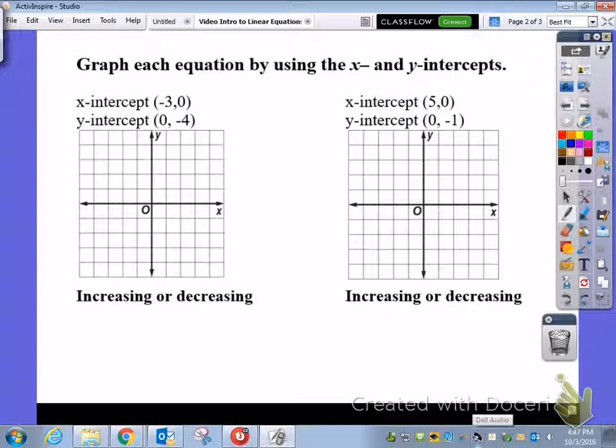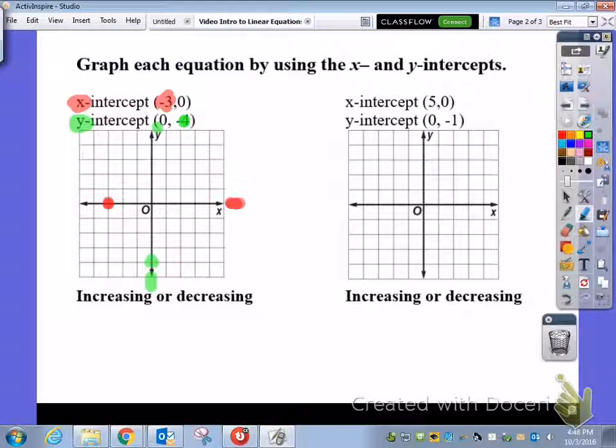Now, on the next one, let's say that you're given intercepts and let's graph them, okay? So the x-intercept is going to be on the x-axis. Remember, this is your x-axis right here. So where is negative 3 on the x-axis? 1, 2, 3. This would be negative 3. And then on your y-axis, the y-intercept, the y-axis goes up and down, so that's this line right here. I want to go to negative 4. So here's 0, 1, 2, 3, 4.